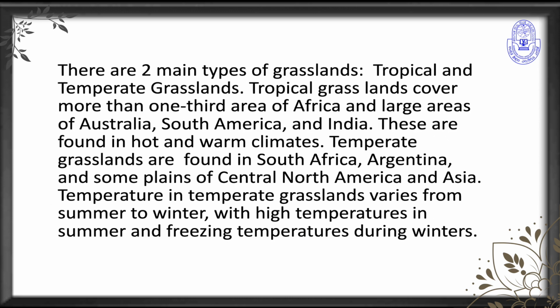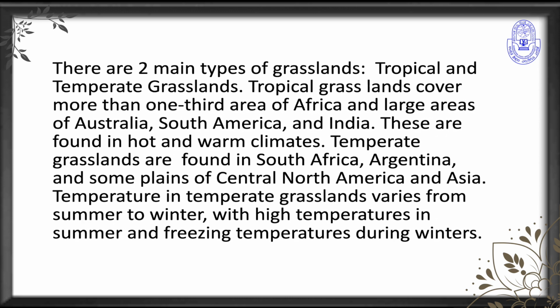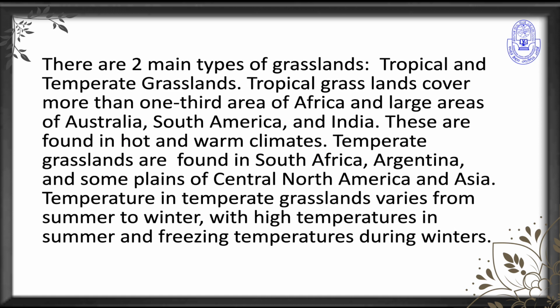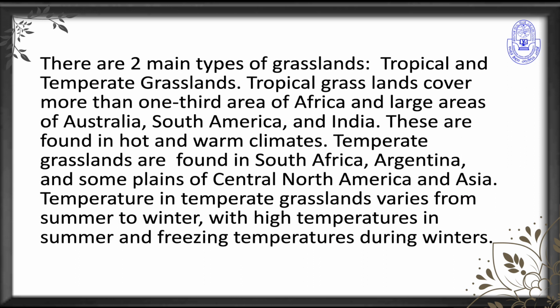There are two main types of grasslands: tropical and temperate grasslands. Tropical grasslands cover large areas of Australia, South America, and India. These are found in hot and warm climates. Temperate grasslands are found in South Africa, Argentina, and some plains of Central North America and Asia. Temperature in temperate grassland varies from summer to winter, with high temperatures in summer and freezing temperatures in winter.